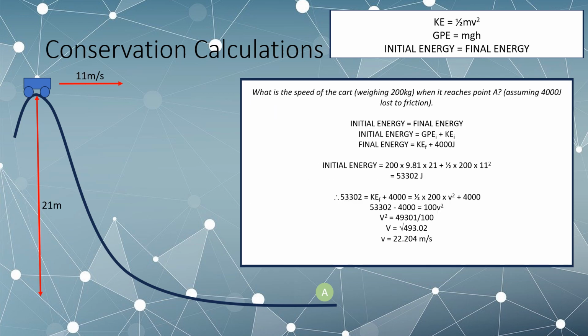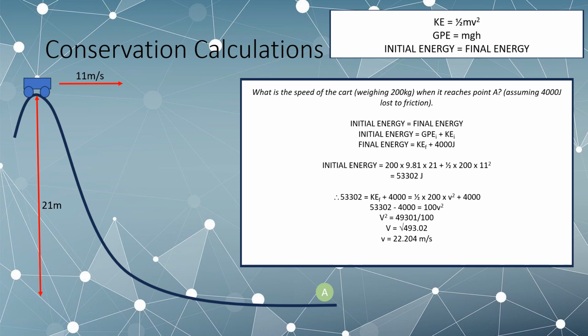Okay, let's look at another example now. Similar one, similar setup, but with some slightly different numbers and a slight change to the problem. So same thing again, cart's coming down the hill. We're going to try and find its speed when it reaches point A. In this case, it has a starting speed of 11 meters per second. We have a slightly heavier cart, 200 kilograms, and it's at a slightly different height of 21 meters. The question is asking, what is the speed of the cart when it reaches point A? And we're told to assume that 4,000 joules of energy is lost to friction.